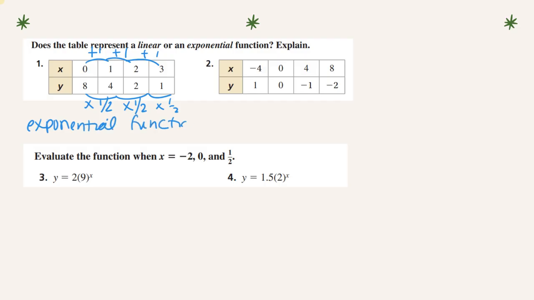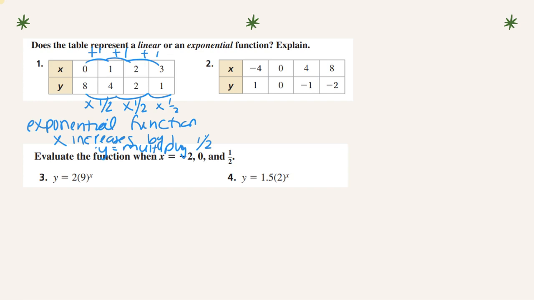function where x increases by 1 and y multiplies by half. Okay, now let's look at number 2.